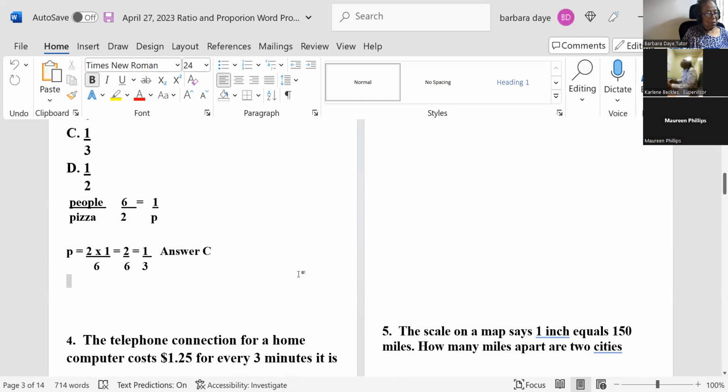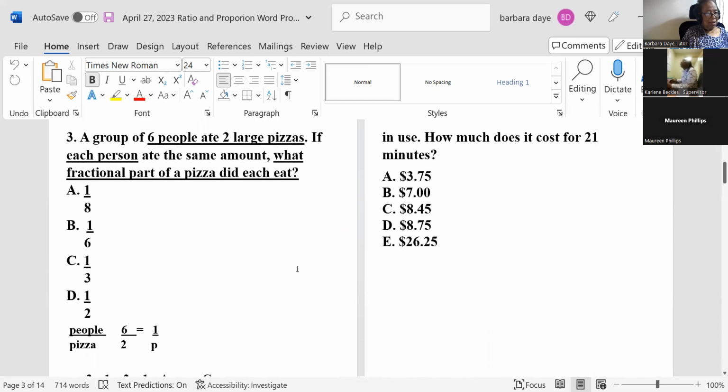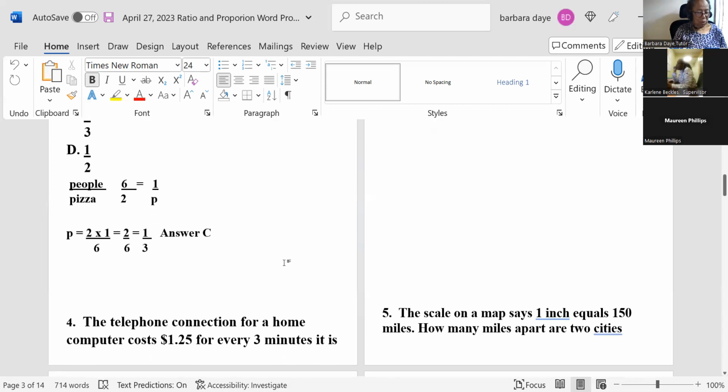All right, Maureen, you understand now how you solve it? Yeah, you can set it up the same way that we've been doing. Just put number of people over number of pizzas, and they gave you 6 over 2. So one person, then you can solve for the unknown that you call P. All right. Okay, Maureen.